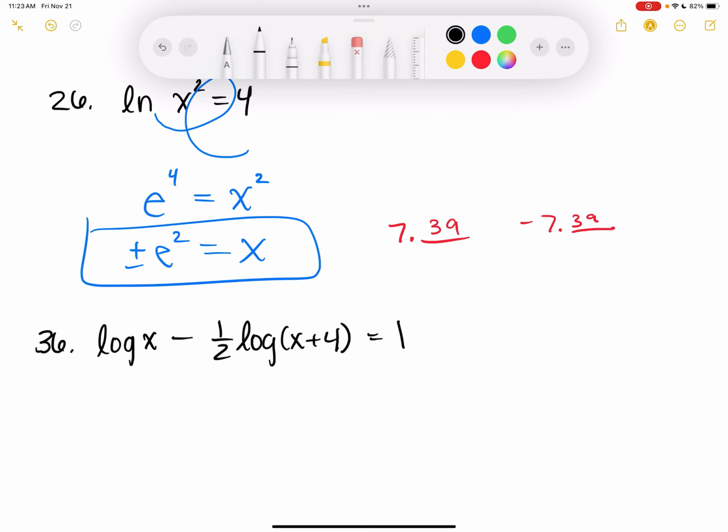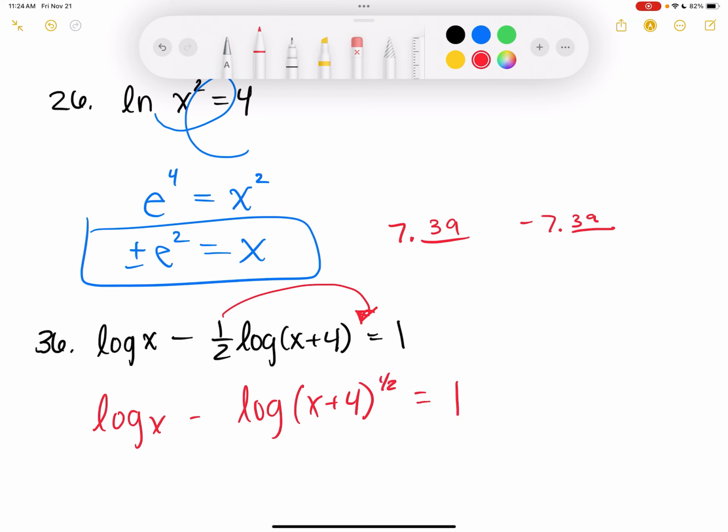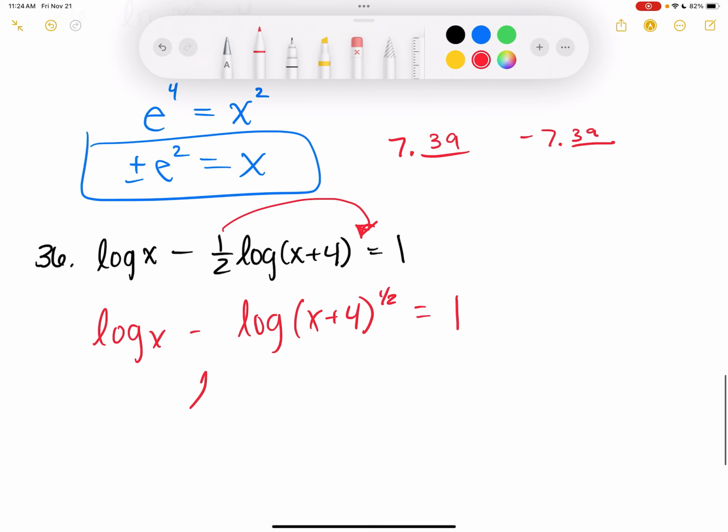So if I have a number out here, what do I do with it? Add it to the right. Yep. So we're going to put it back up here. So that's going to give me log of x minus log of x plus 4 to the 1/2 equals 1. Now, what happens when I am subtracting two logs? They're divided, so we get the log of x over x plus 4 to the 1/2 equals 1.